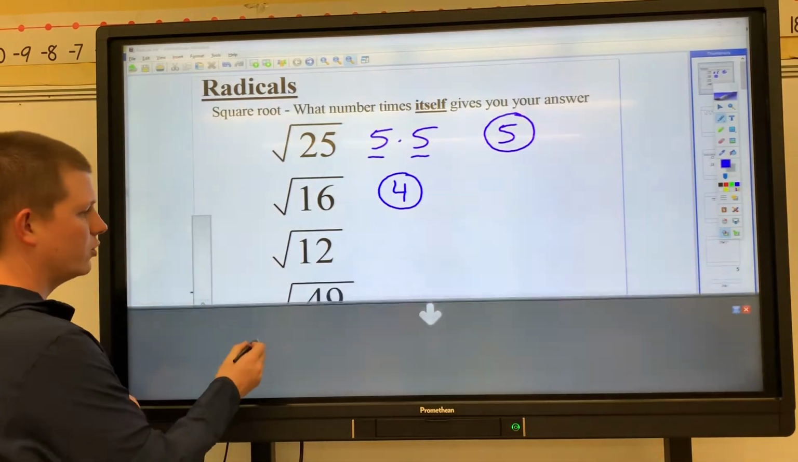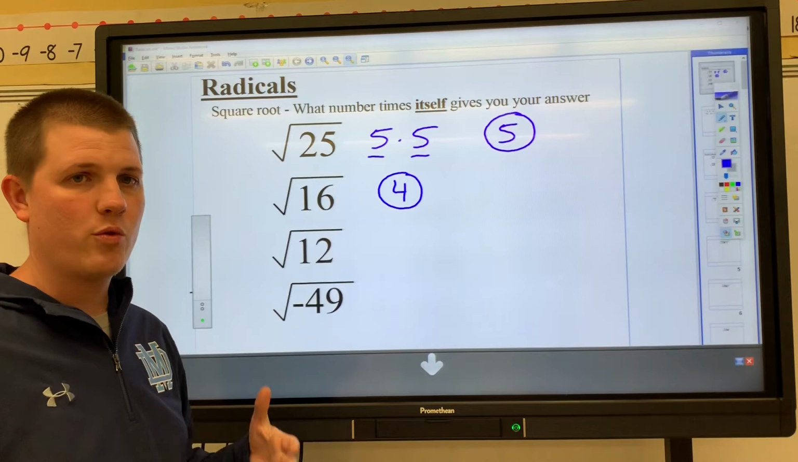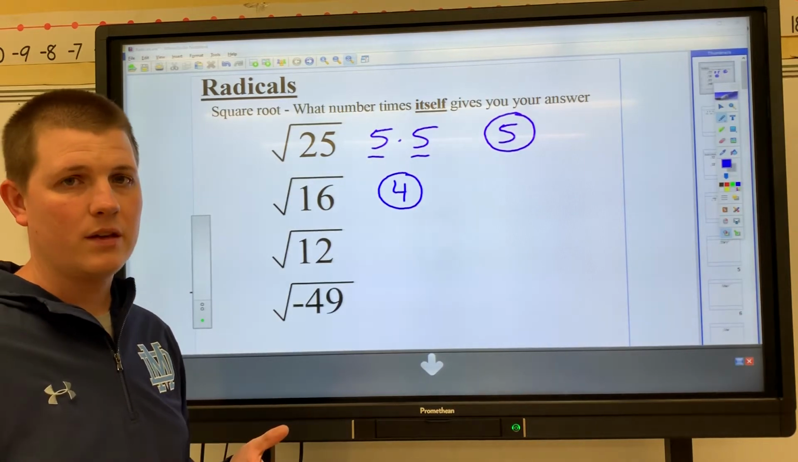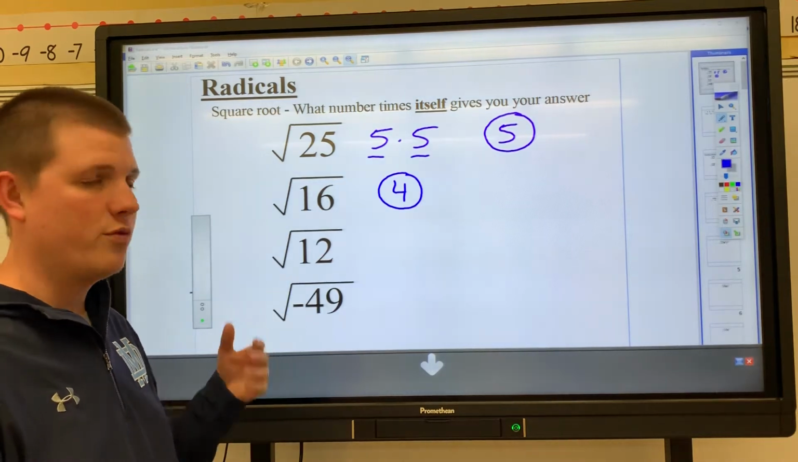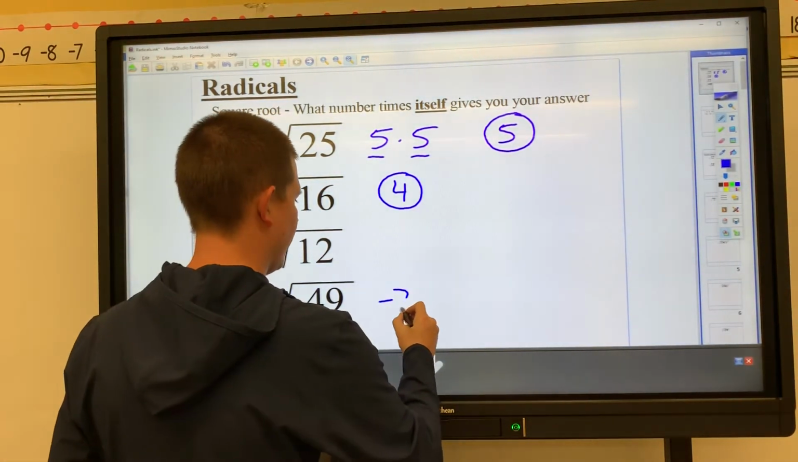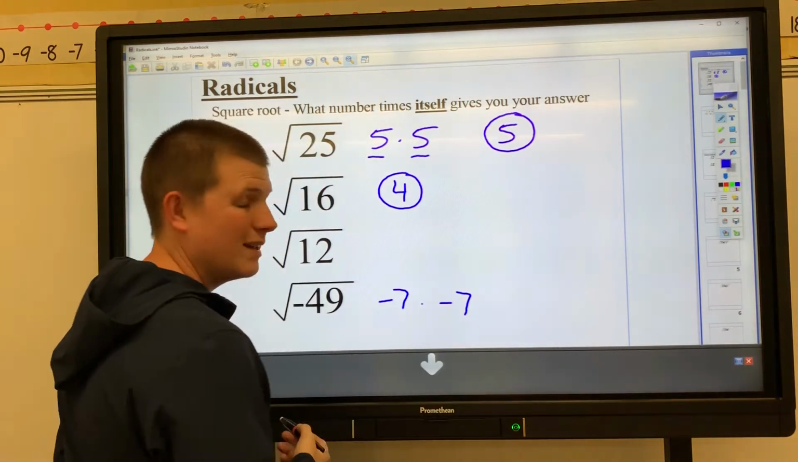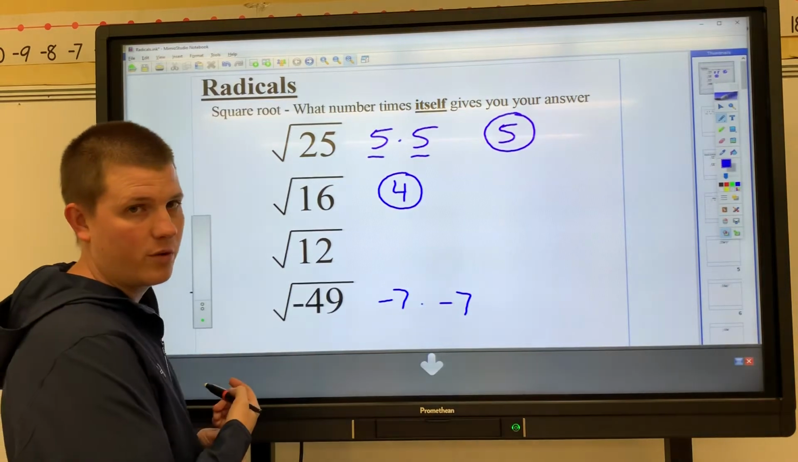What if I ask you the square root of negative 49? What times itself gives us negative 49? And the answer is nothing. Because if you think of 7, well, 7 times 7 is 49, correct, but not negative 49. And if you think of negative 7, well, what's negative 7 times negative 7? Positive 49. So there is no square root of negative 49.